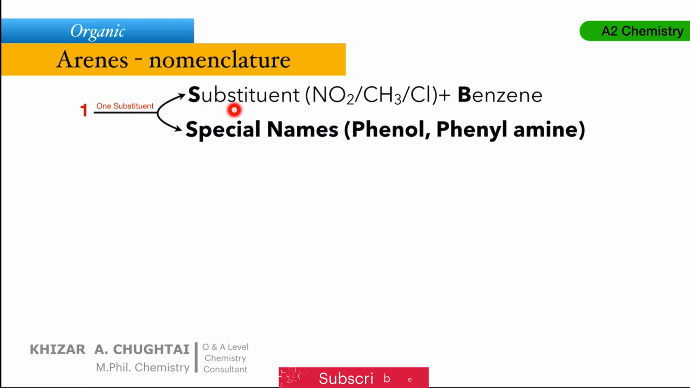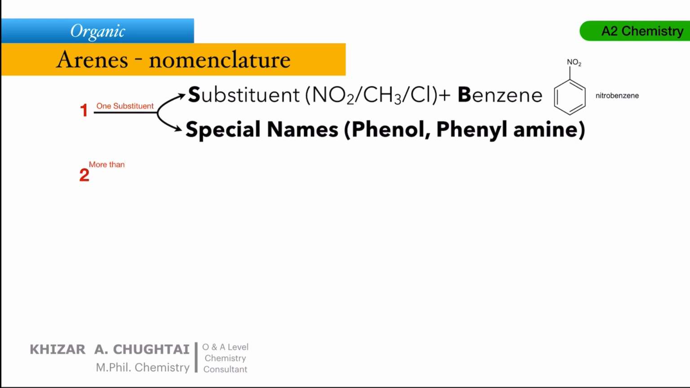If normal substituents are there, then first we write the name of the substituent, then the name of benzene. For example, here is a simple normal substituent: this is the nitro group and here is the benzene. In the case of simple, normal substituents, or you can say minor functional groups, first we write the name of the substituent, then we write the complete name benzene.